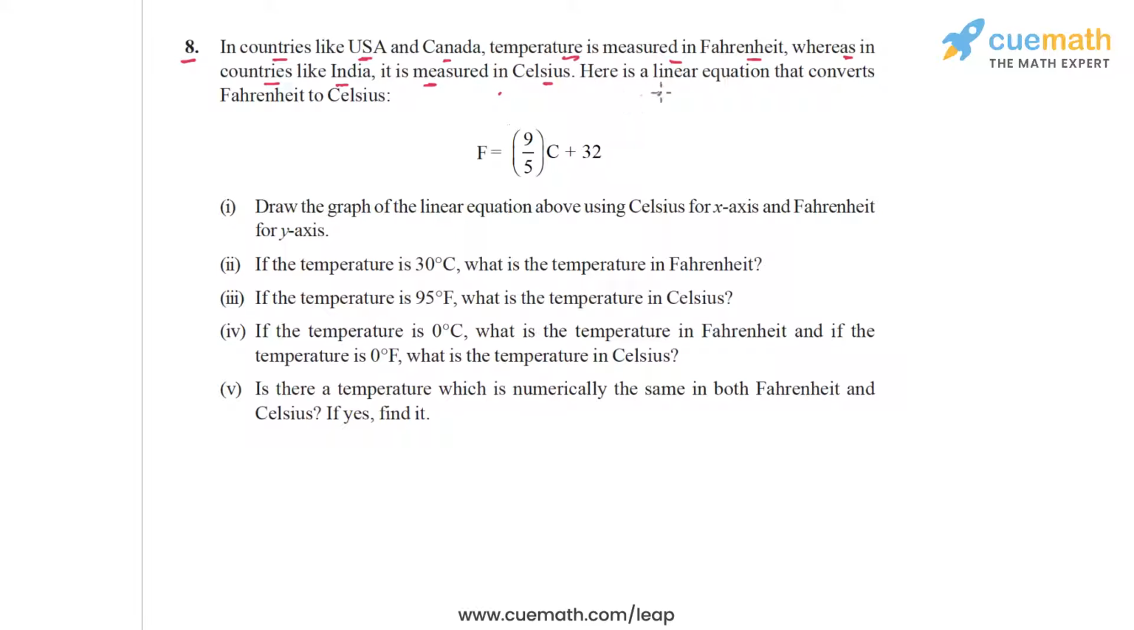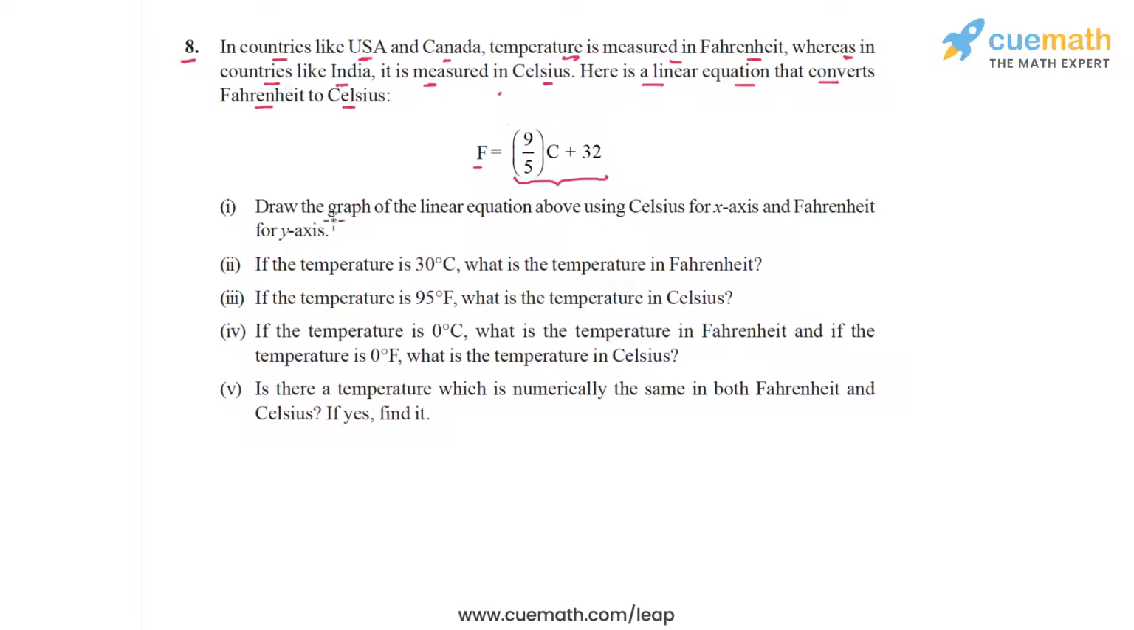Anyway, the question then says, here is a linear equation that converts Fahrenheit to Celsius. F is equal to 9 by 5 into C plus 32. So this is the linear equation that relates F and C. It helps us convert Fahrenheit to Celsius and vice versa. Then we have these 5 questions that we have to solve.